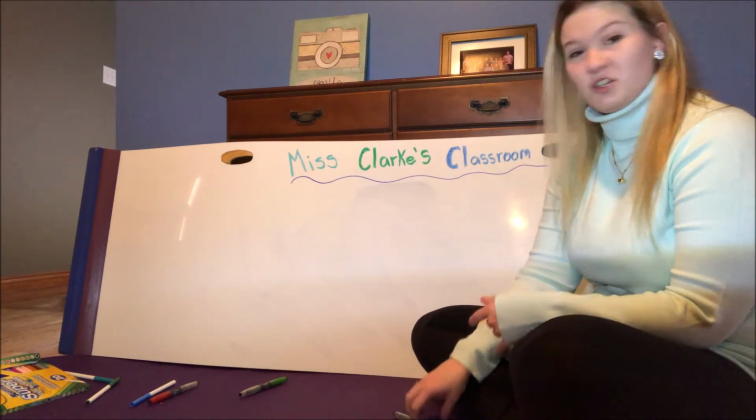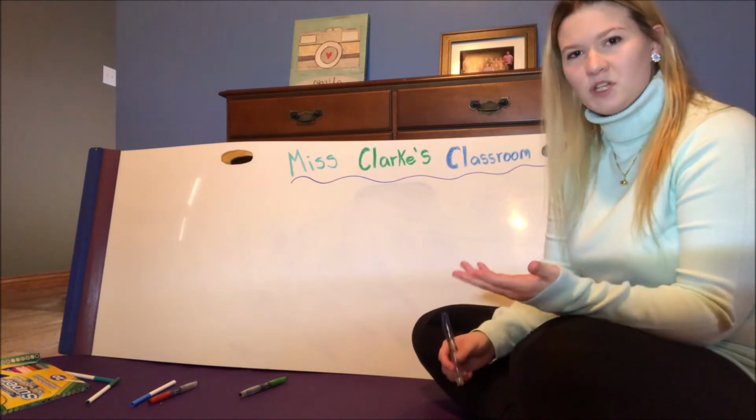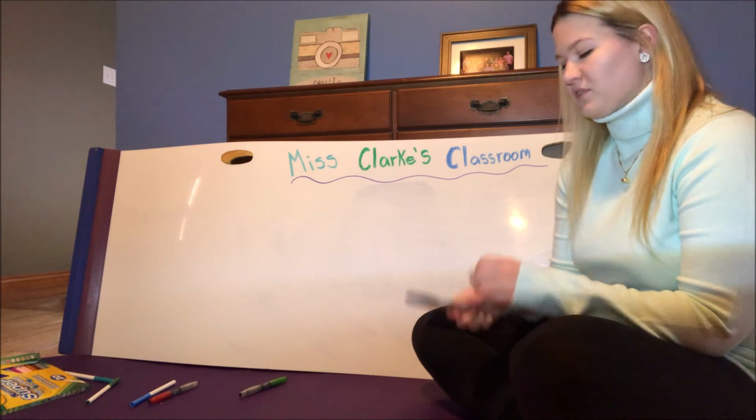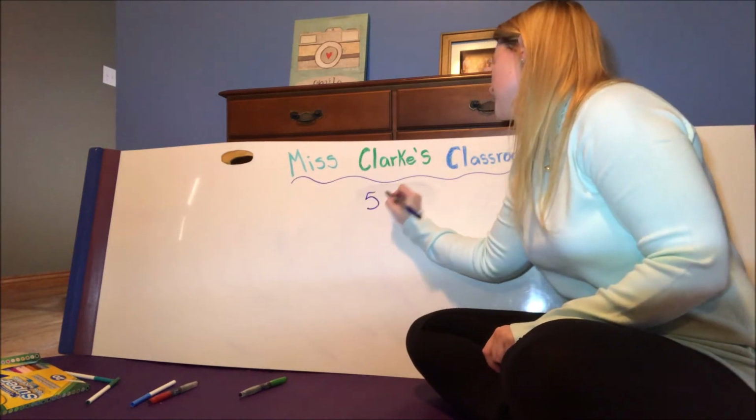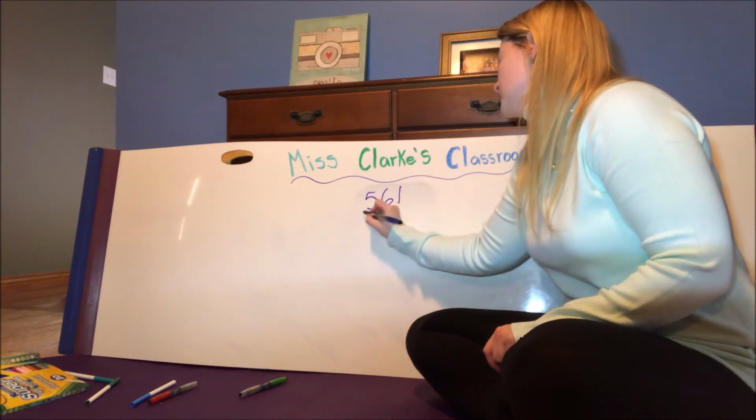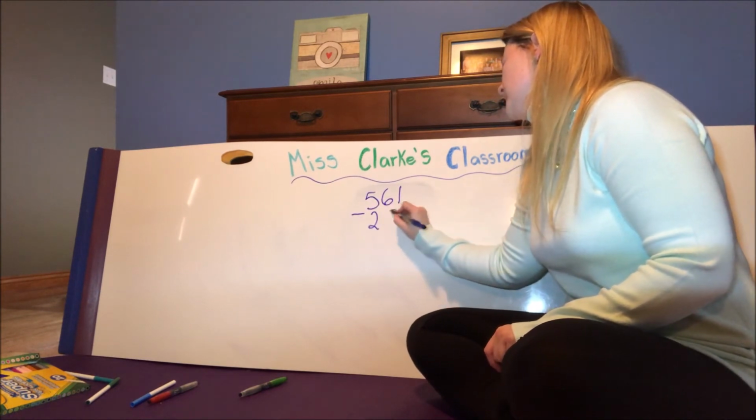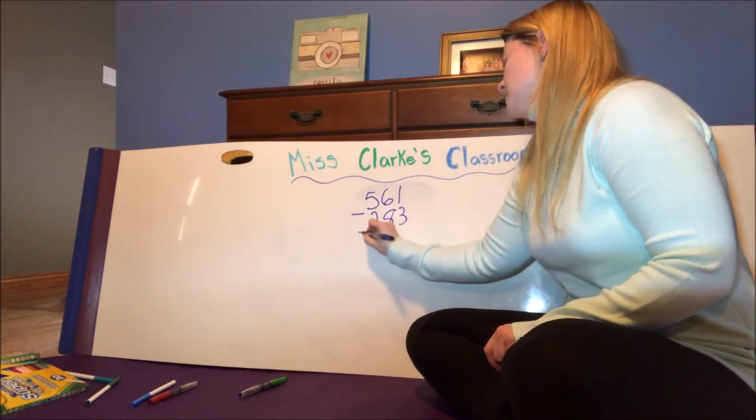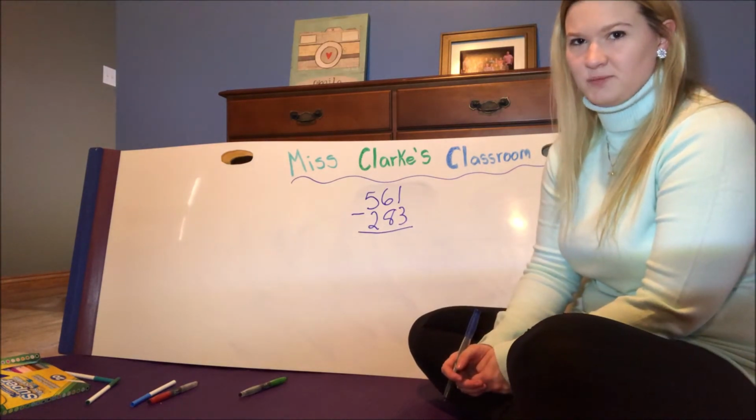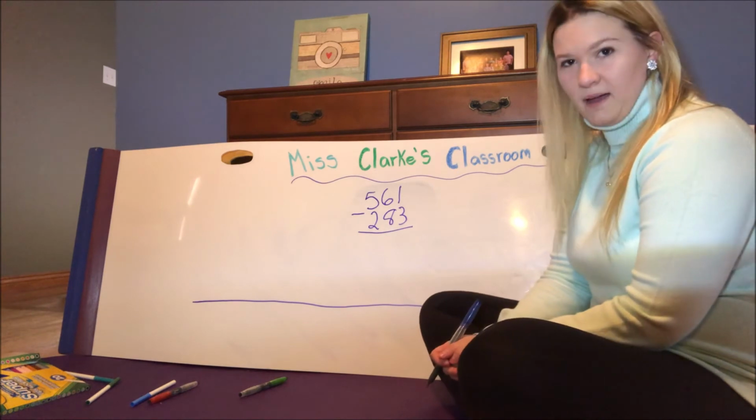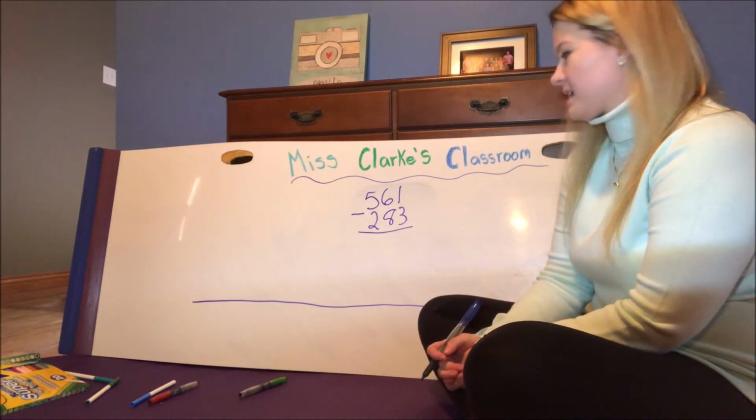Okay, so now it's your turn to give this a try. I'm going to give you an equation. You're going to pause the video and give it a go. I'm going to get you to try 561 take away 283. There's a little bit of regrouping going on there. Okay, so pause the video and give it a go. Okay, now that you're back, let's see if you made the same jumps as I did.